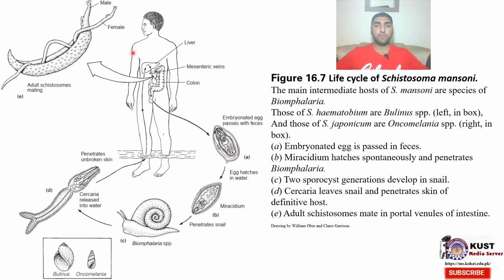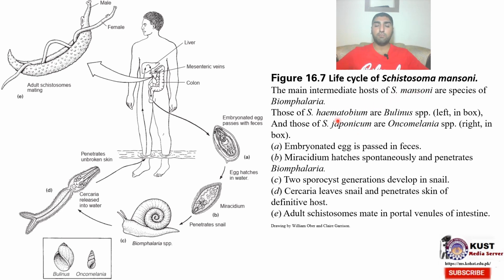So here in this picture is the complete life cycle of Schistosoma mansoni. There are three main important species of Schistosoma, though there are many other species: mansoni, hematobium, and japonicum.